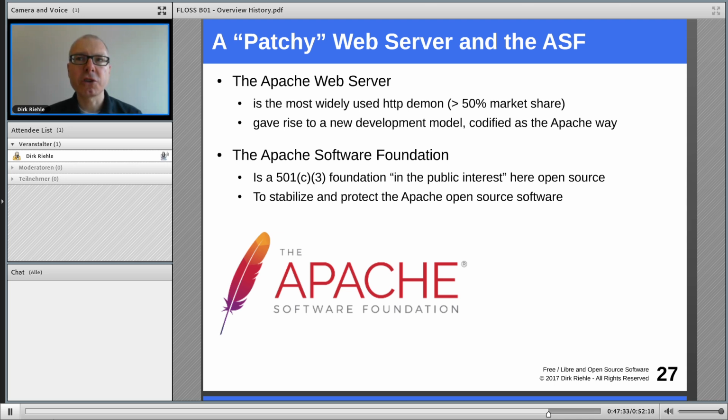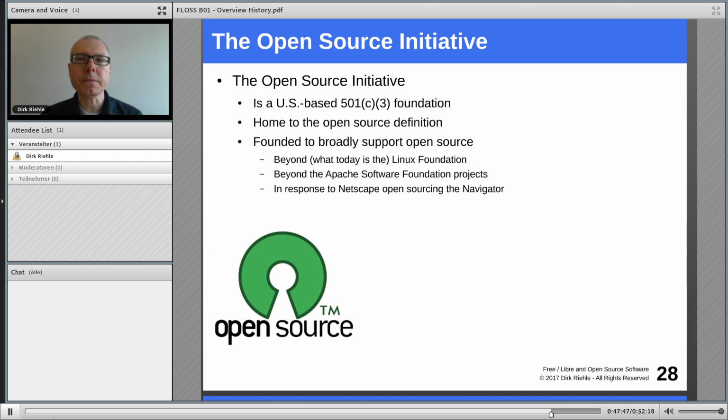They defined the Apache way that I already mentioned, and introduced the principle of meritocracy as a defining characteristic of the open software, open collaboration way of developing software. There's also the Open Source Initiative, which is more of a legal home of the definition, which approves licenses, etc.